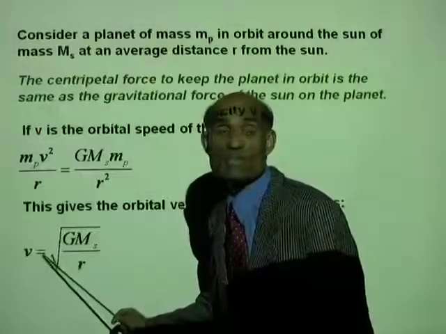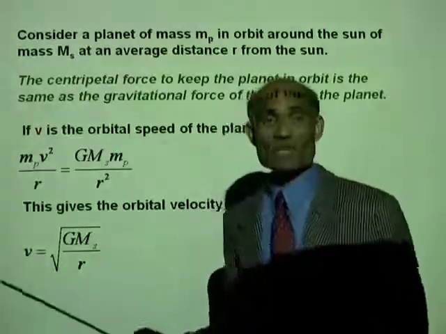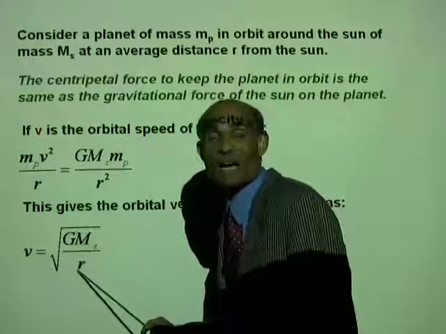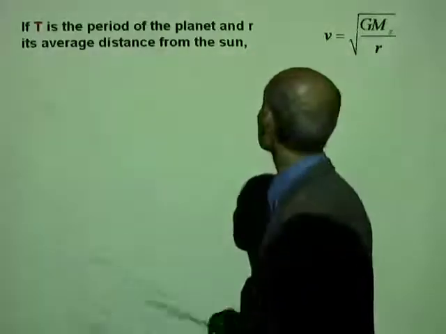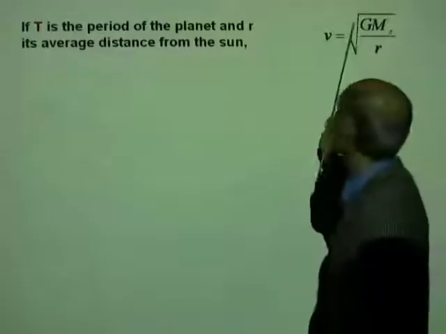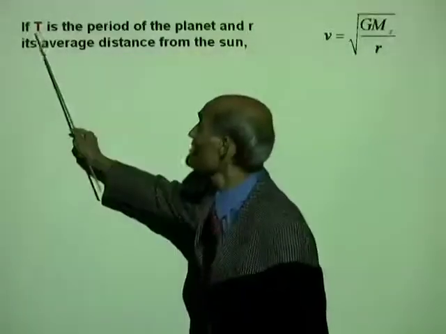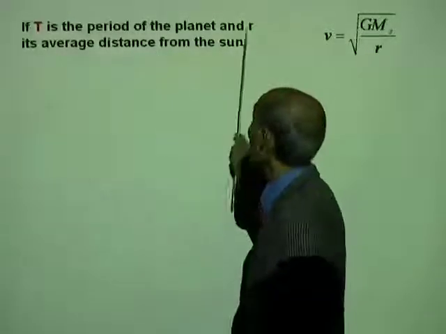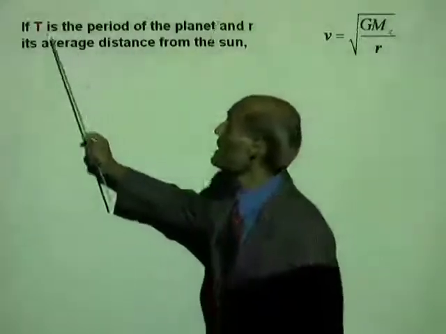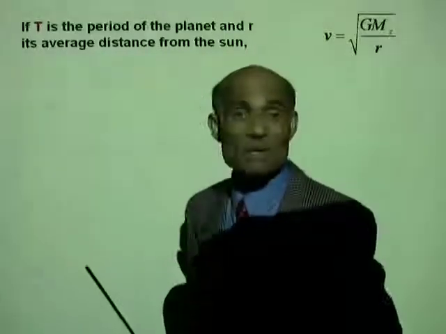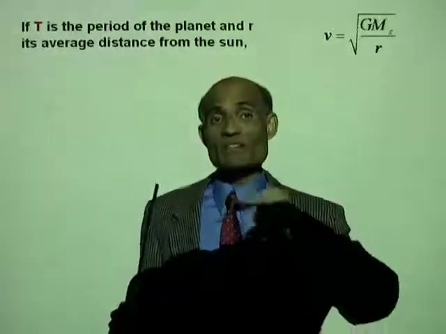In fact, this equation can be used to find the orbital velocity of any planet if you know the mass of the sun and the average distance of that planet from the sun. All right? And I have that over here, v equals square root of G M s over r. Okay, if T is the period of the planet and r is its average distance from the sun, we have already used that. Tell me, how do you find the period? Period is the time taken for one complete revolution.